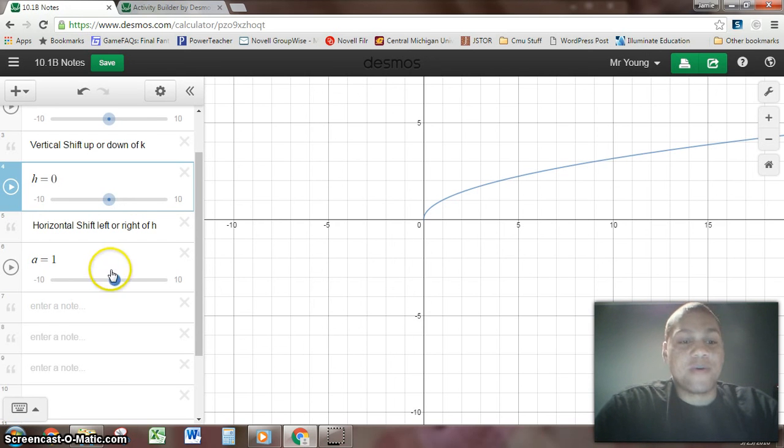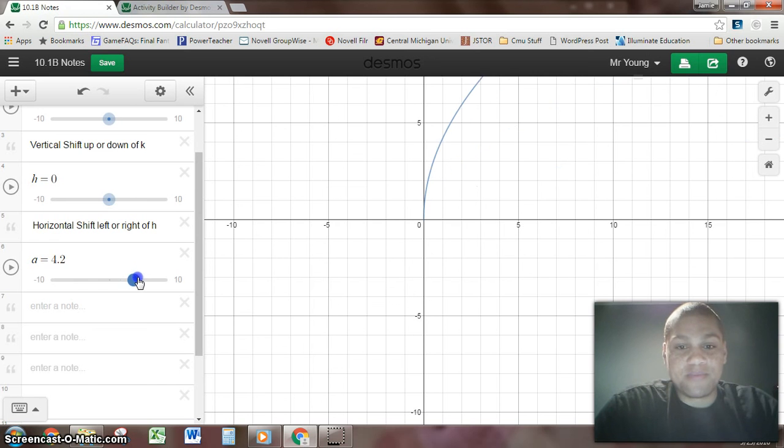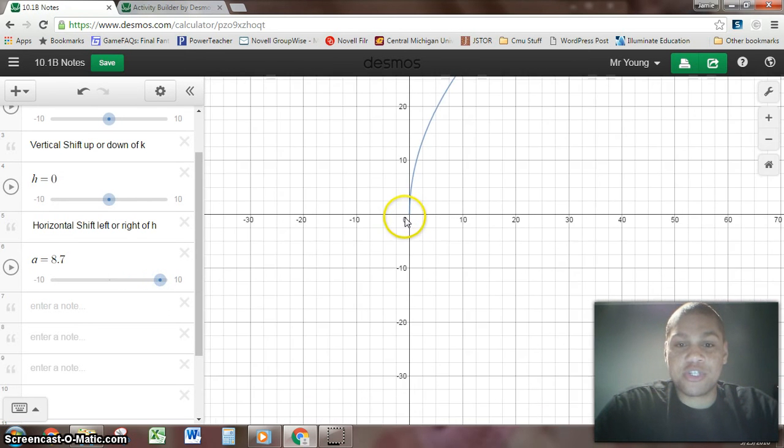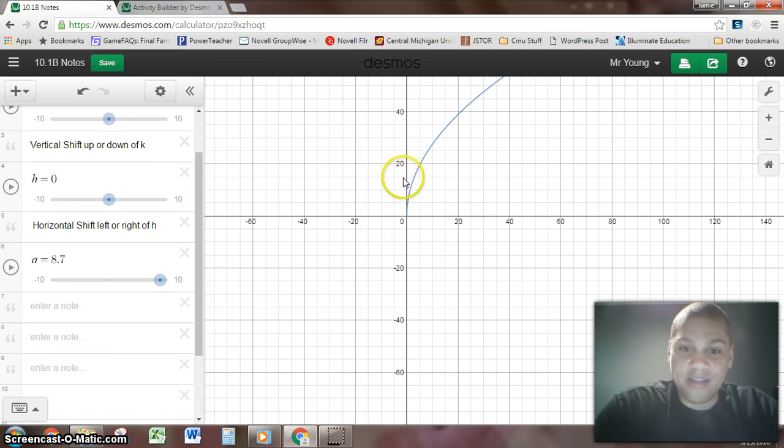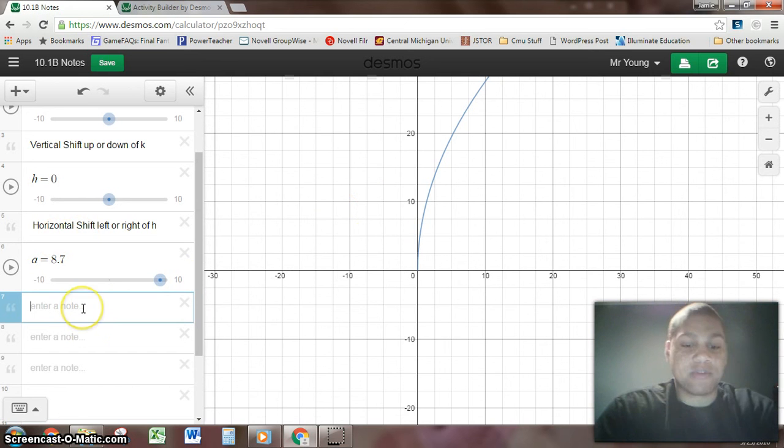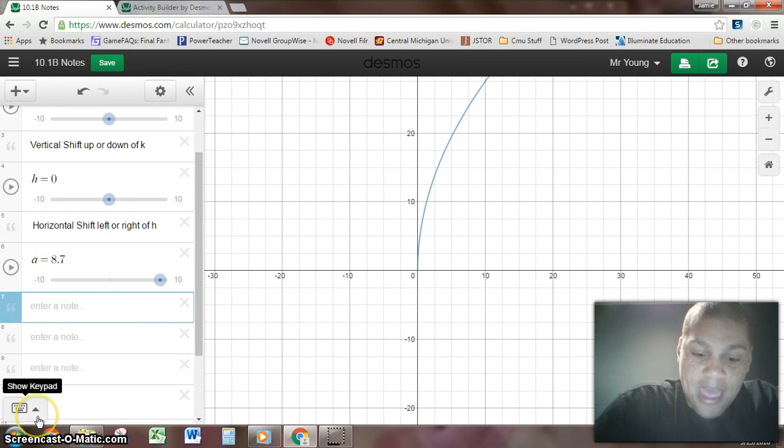Okay, so if A is bigger than 1, you'll notice the graph starts growing. What it's really doing is shooting up faster. Now it's shooting up to 20 and 40. Okay, it's shooting up faster. So I will say if A is greater than 1, the graph gets taller. That's the word I'll use.